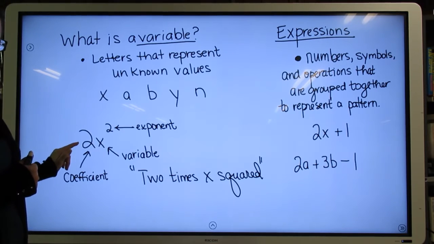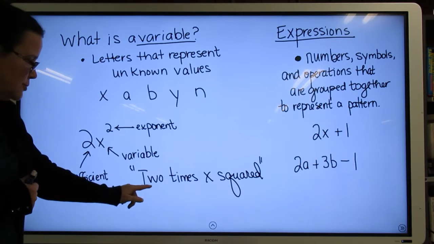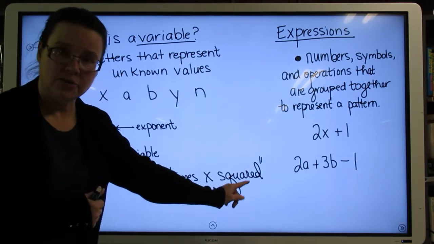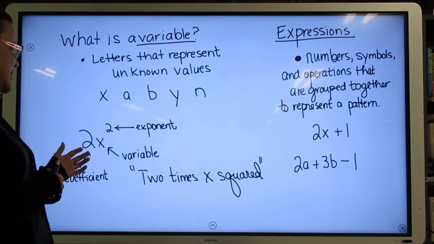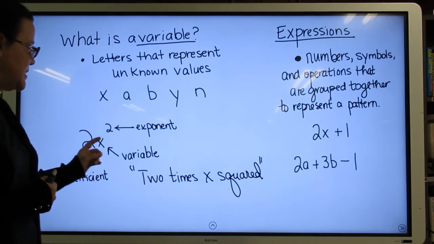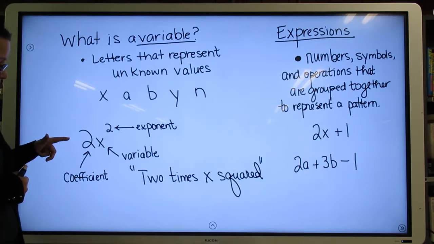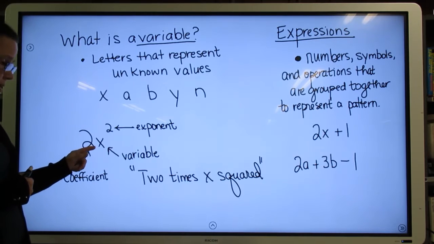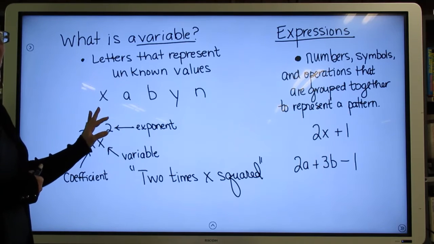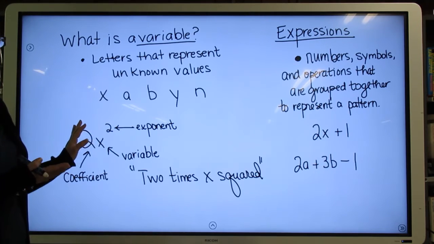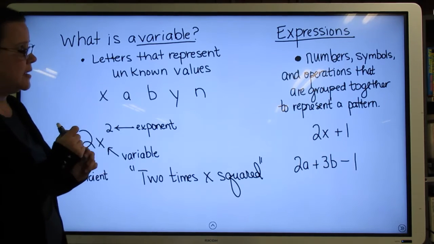So this would be a term, 2x squared, and it means 2 times x squared. That's how you would say it. You wouldn't say 2x to the 2. You wouldn't say 2 plus x to the 2. You would say 2 times x squared. The number in front of the variable is called a coefficient. The x is the variable and the 2 is the exponent. And this is a polynomial term. It's a monomial, but in this case it's algebraic also.